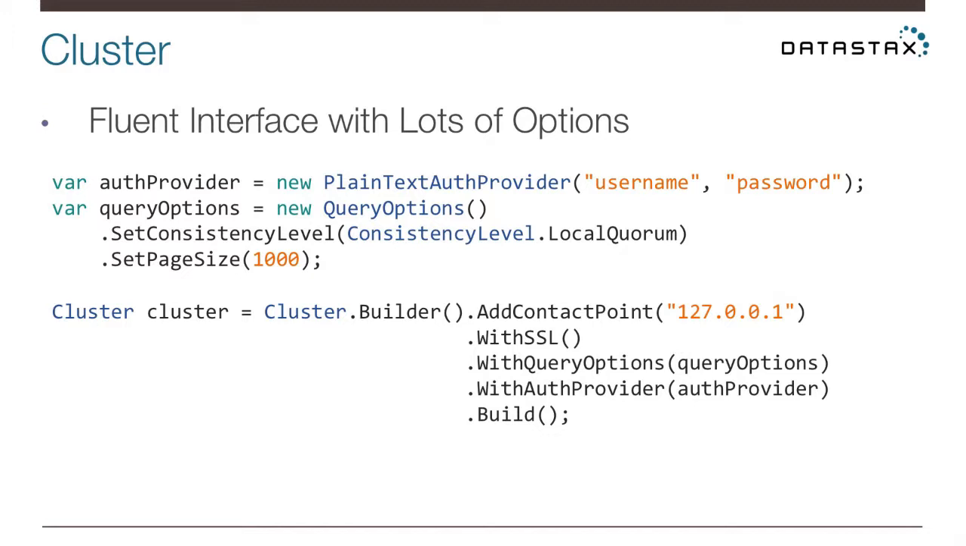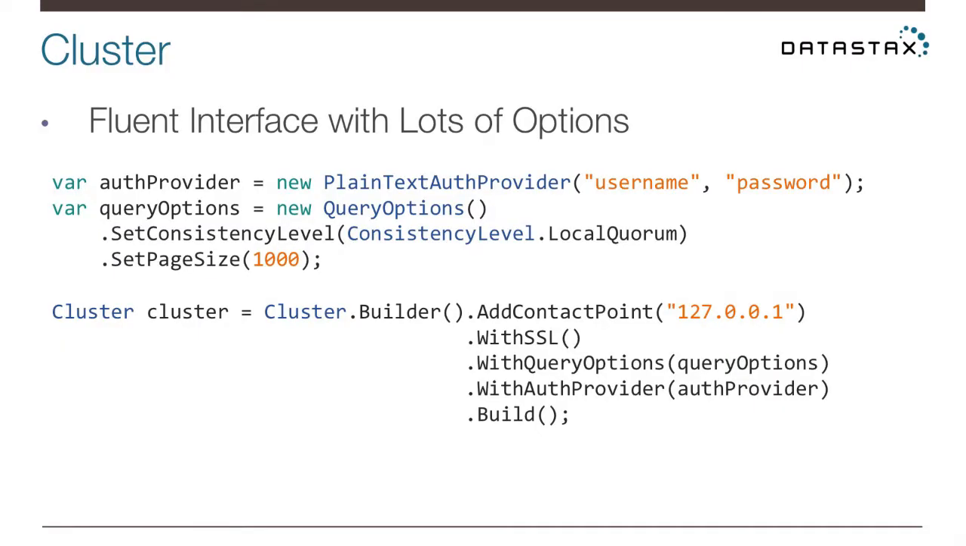So I'd encourage you, grab the driver, go to Visual Studio, do cluster.builder, and then see what you got with Visual Studio IntelliSense. You'll see tons of stuff. It's a pretty discoverable API. You can see here we're turning on SSL, we're using authentication, setting some default query options, that sort of thing that you can set at the cluster level. Like I said, we won't go into a whole lot of detail, but there are lots of options available to you.